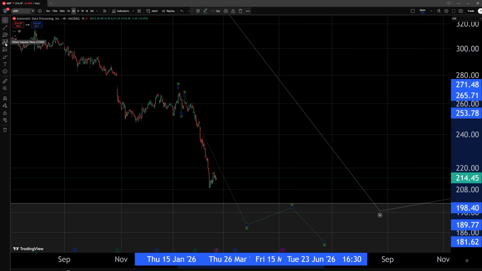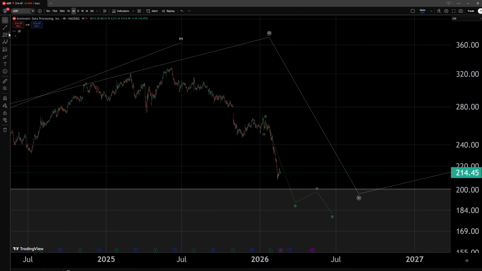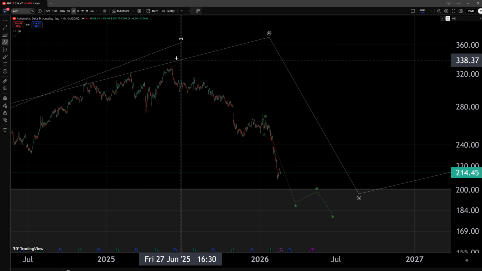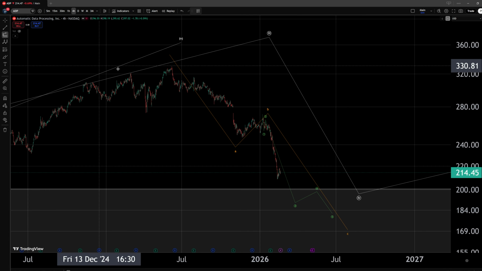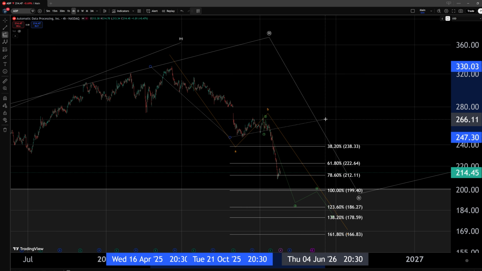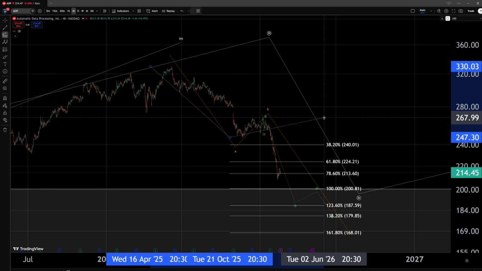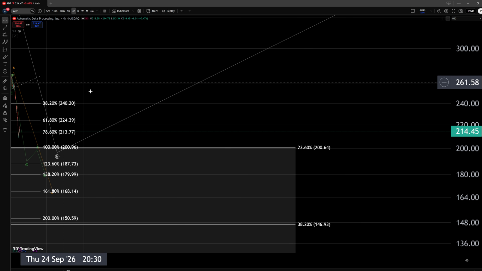Now, we will be tracking this within a different color because it's one of the many interpretations this correction could be unfolding within, and if we were to consider this to be, let's say, an ABC structure, we could even draw here an ideal target for the wave C, which is the 100% extension of the wave A around the $208 level. Very much in line with our first level of support for the larger wave 4 correction.